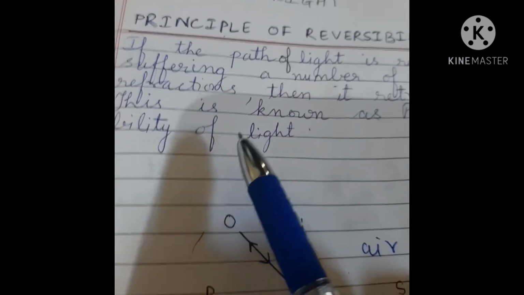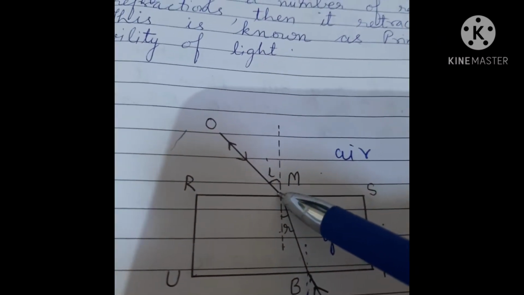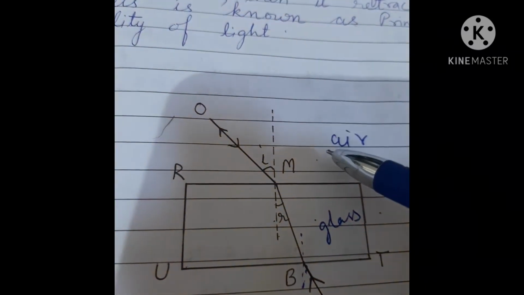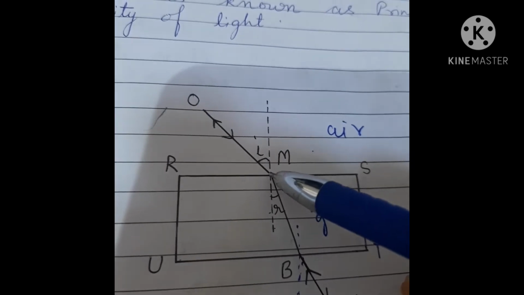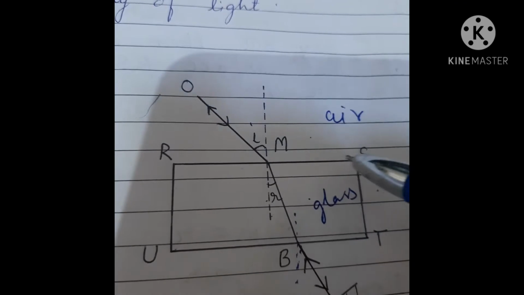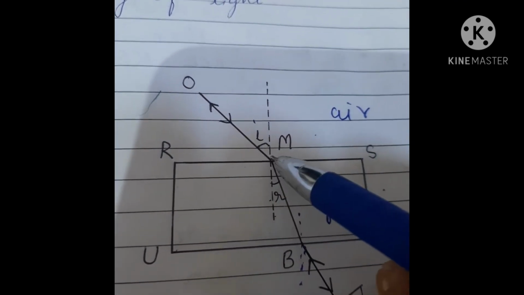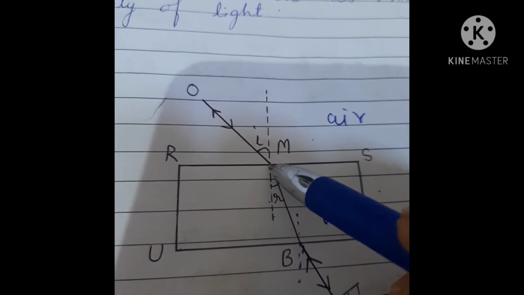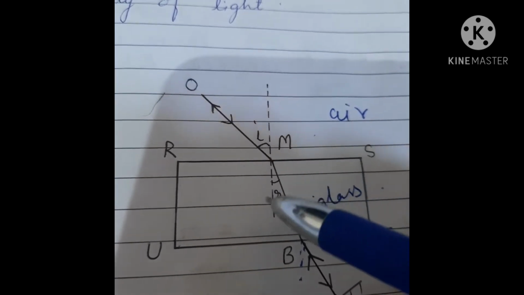Now what we see, this is a light ray. OM is the light ray incident on glass, and this is air, means the light ray was traveling from air. Then it meets the interface of this glass. Here the edge is RS. It can be a glass slab, okay? So now when it meets at this point M, here we can draw the normal.